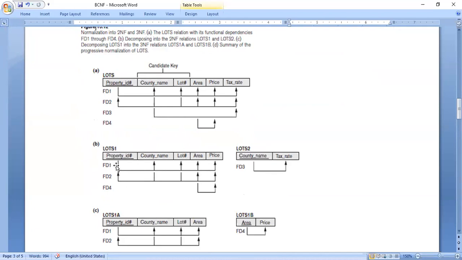There is one functional dependency that exists, which is FD1. What is that functional dependency? That means the country name, lot ID, area and price, they all are dependent on the property ID. This is one functional dependency. Then we have to understand what is the other functional dependency. The other functional dependency is this country name and lot ID together. They functionally determine property ID, area and price.